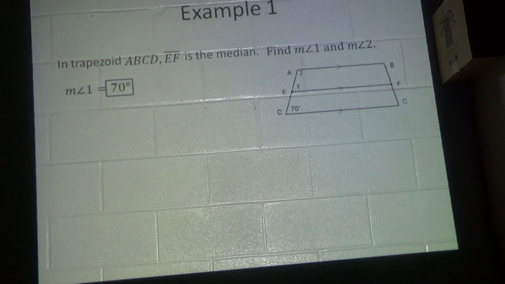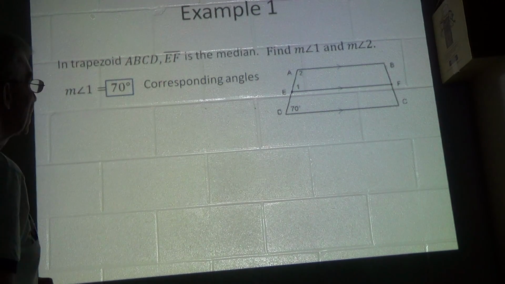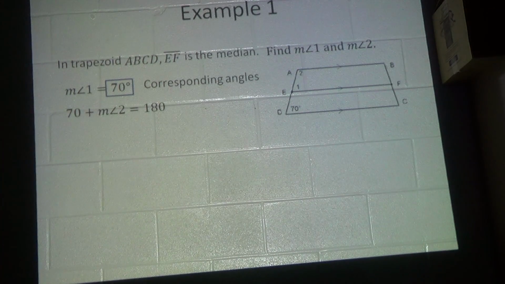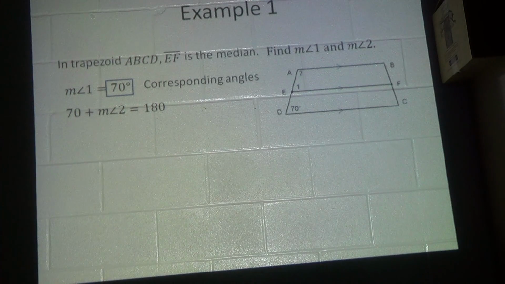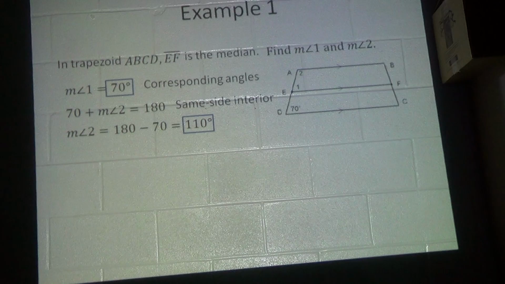Okay, to find angle 2, it is a same side interior angle. So that means that 70 plus the measure of angle 2 equals 180. So we subtract the 70 from both sides. That gives us the measure of angle 2 is 110 degrees.